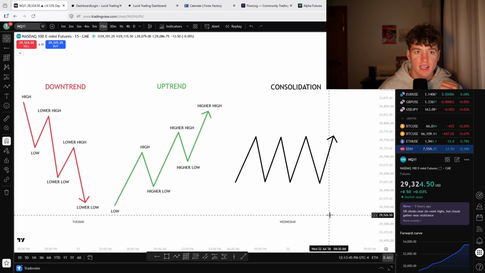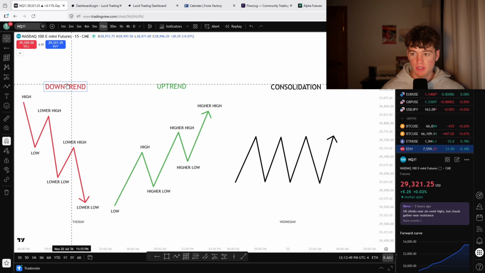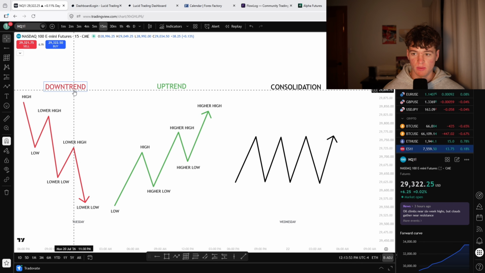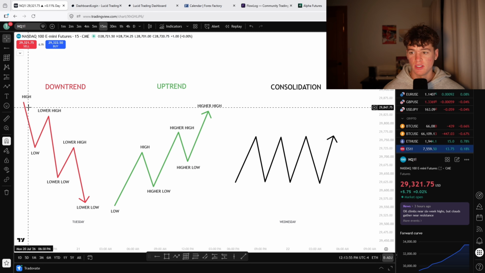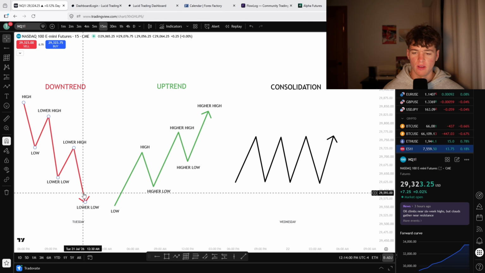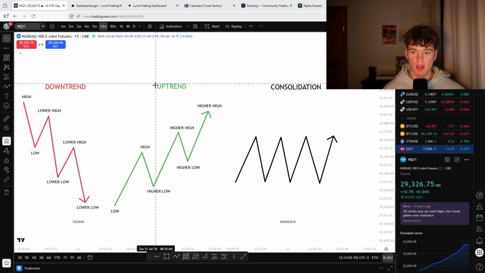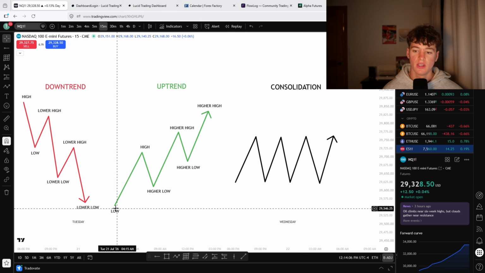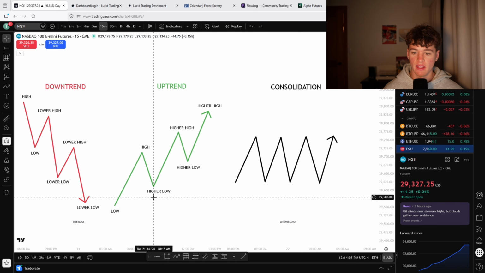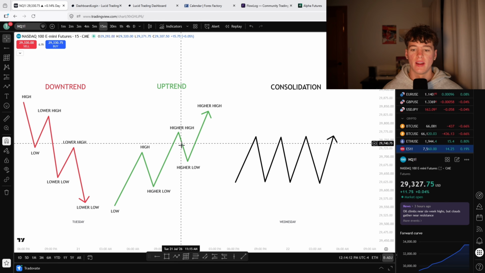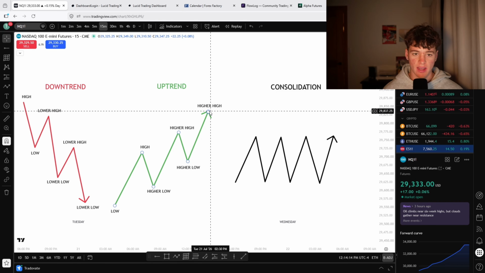I want to teach you guys how to identify trends. There's what we call a downtrend, which is what we've already learned. This is also called the bearish market structure. That's a downtrend when you have the high, then the low, then the lower high, then the lower low, then the lower high, then the lower low. And then we have what's called an uptrend, which is the bullish market structure that we just learned about: the low, then the high, then the higher low, then the higher high, then the higher low, then the higher high.